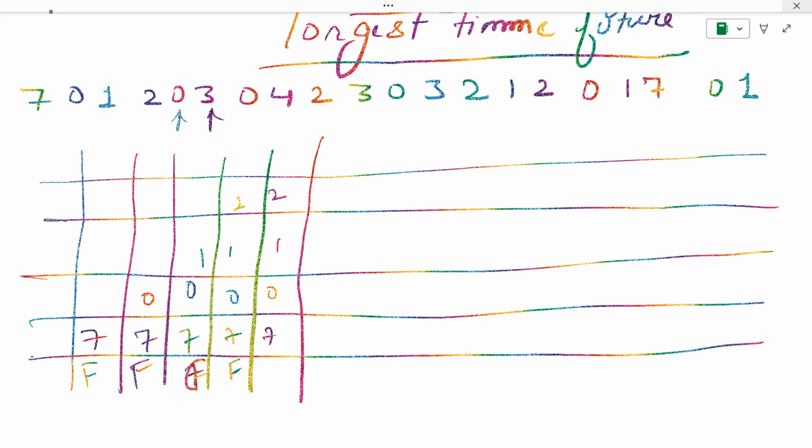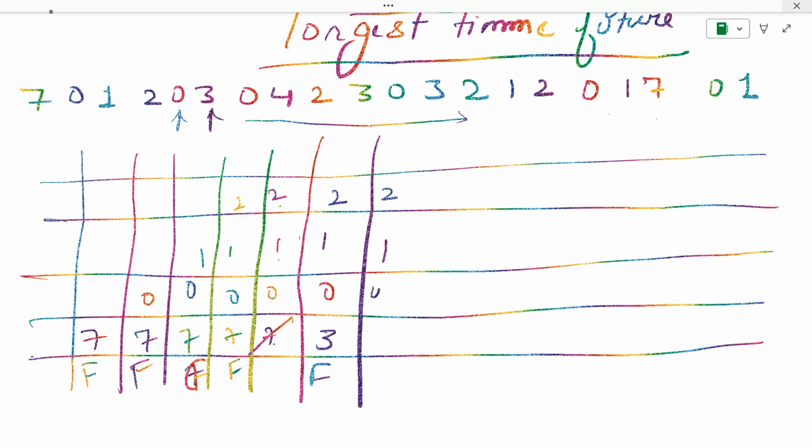Among the pages already present, we will replace the page which is not used for a longer time in future. So we'll look into this and see which page is not referenced for a longer time. Here, 7 is not used for a longer duration in future, so we will replace 7 with 3. It is a page fault. Now we have 0, so it is not a page fault, it is already there in the frame.